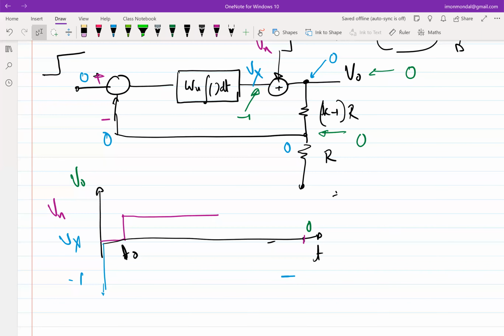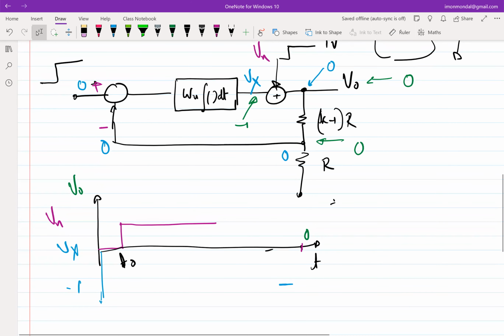Now, in order to figure out how the final output will settle, I need to figure out essentially how Vx will settle, right? Because I know what Vn is. Vn is a step. So if I can figure out how Vx will settle, I should be able to figure out how the final output will settle. Now, what do you think?